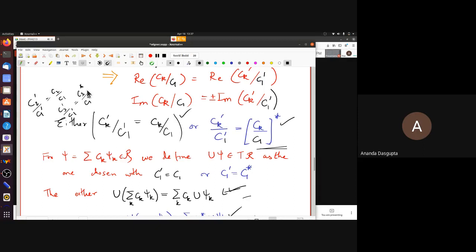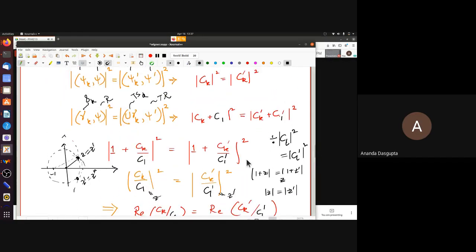That C2 prime by C1 prime is C2 by C1. But for another coefficient, C3 prime by C1 prime, you have C3 star by C1 star. After all, that's equally consistent with whatever we have proven so far. Remember, whatever we have proven, we have taken a particular gamma K for a particular K. Works for all K, right?